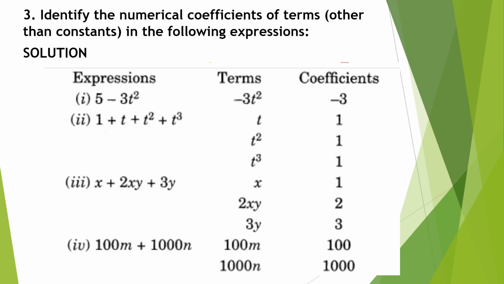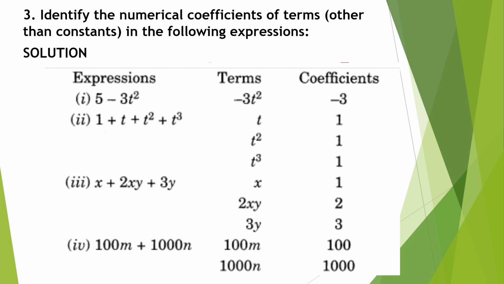Now we can write the coefficient. Children, do you remember what is meant by coefficient? Yes, it is the numerical factor of a term. Numerical factor means constant. So what is the constant over here? 3. Along with the sign you have to write. So the coefficient is minus 3.